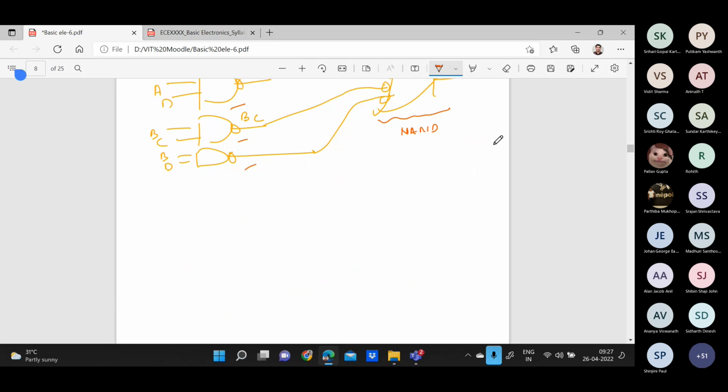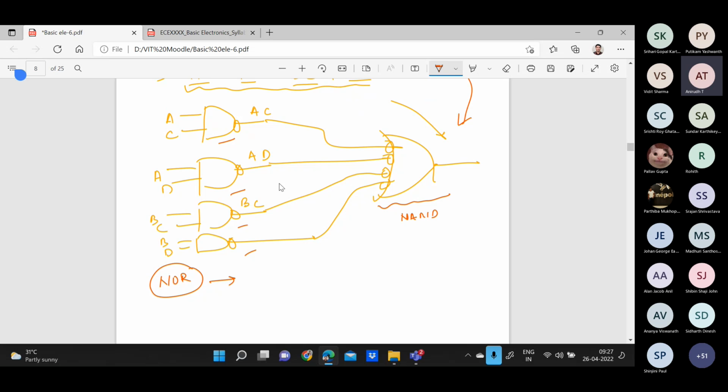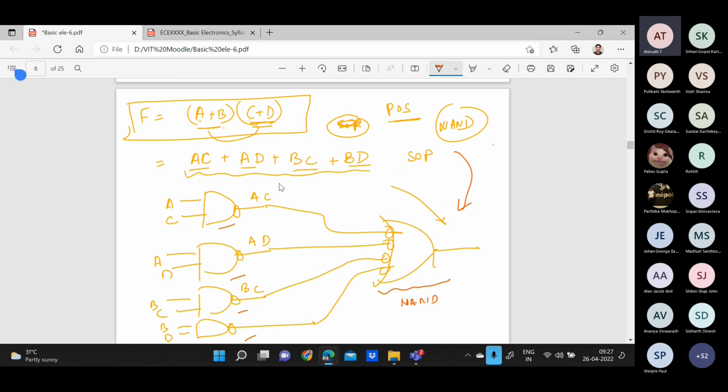Now I'm showing it for the NOR gate also. How we have seen for the NAND gate, now how can we represent it by the NOR gate? So NAND gates only work on sum of product logic. You can't do it with anything else. Yes, you can. You have to convert into SOP form, sum of product form, by multiplying, and you will get it.